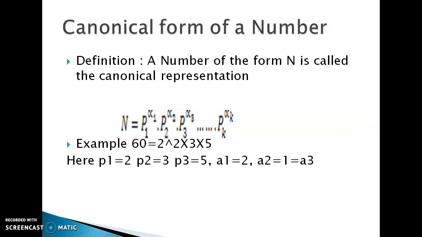Now I have considered an example: 60 can be written as 2 to the power 2 into 3 into 5. Here p1 equal to 2, p2 equal to 3 and p3 equal to 5, which are all distinct, and a1 is equal to 2, a2 is equal to 1 and a3 is equal to 1.